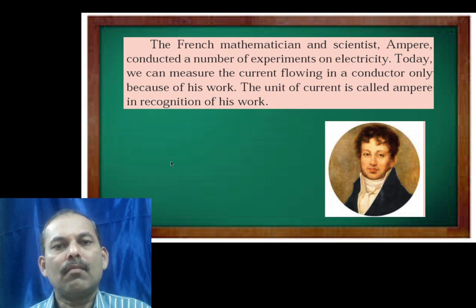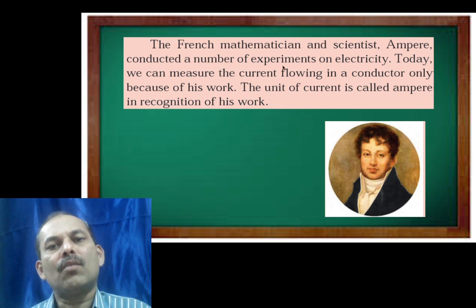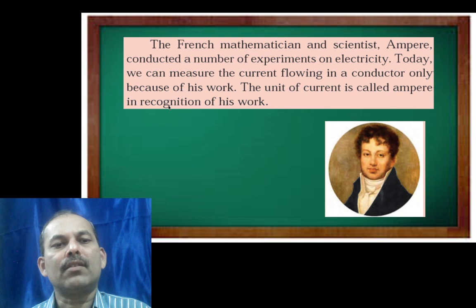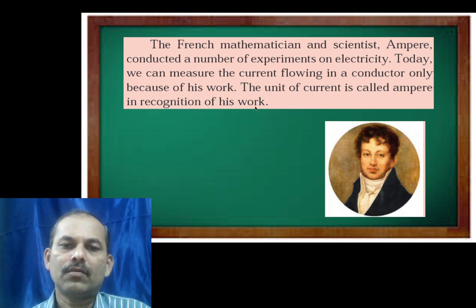The French mathematician and scientist Ampere conducted a number of experiments on electricity. Today, we can measure the current flowing in the conductor only because of his work. The unit of current is called ampere in recognition of his work.